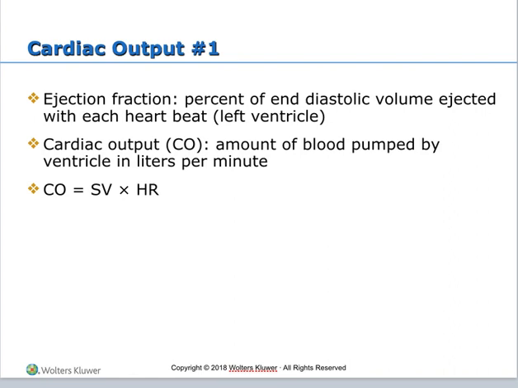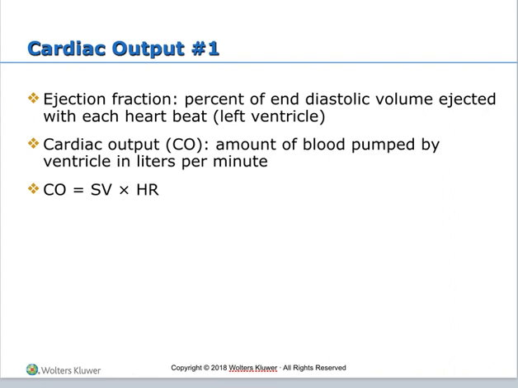And then just a reminder, cardiac output is the amount of blood pumped by the heart per 1 minute. Cardiac output is important because it is the amount of blood pumped from the left ventricle each minute, and the formula to figure that out is stroke volume times heart rate. That equals cardiac output.